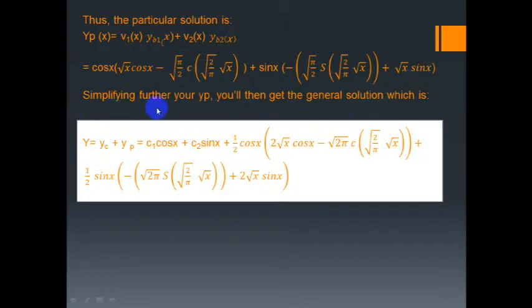Simplifying further your yp, you'll then get the general solution, which is y equals yc plus yp, equal to c1 cosine x plus c2 sine x plus 1/2 cosine x times the quantity of 2 square root of x cosine x minus square root of 2 pi times C times square root of 2 over pi times square root of x, plus 1/2 sine x times the quantity of negative square root of 2 pi times S times square root of 2 over pi times square root of x plus 2 square root of x sine x.